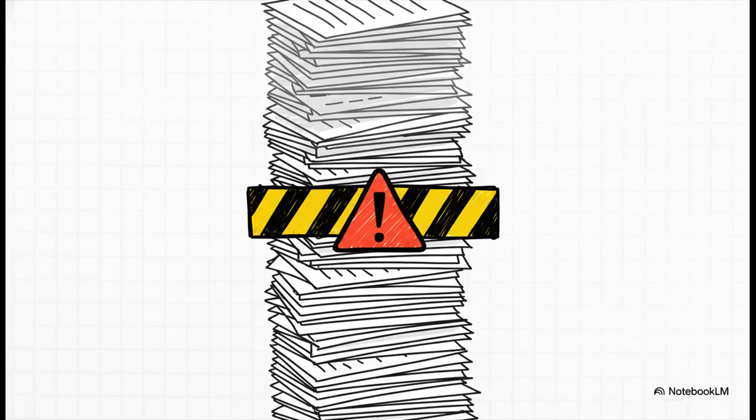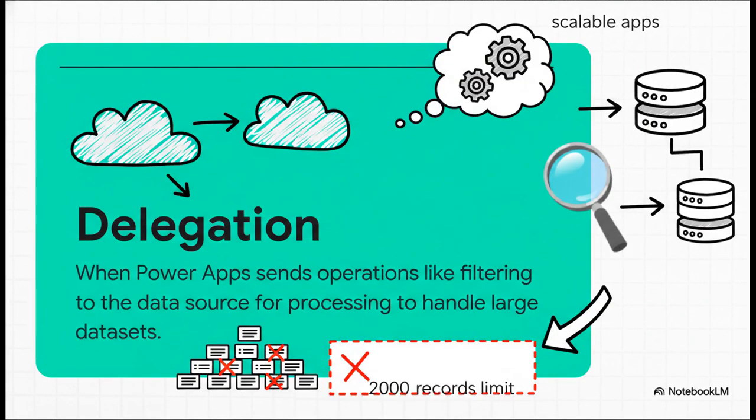Okay, pay close attention here. When you start working with a lot of data, there is one single concept you absolutely, positively have to understand. It's what we call the 2,000 record limit, and trust me, you want to know about this. The secret to getting past that limit is something called delegation. So think of it like this. Without delegation, your app tries to pull down all your data first, up to 2,000 records, and then it tries to sort or filter it.